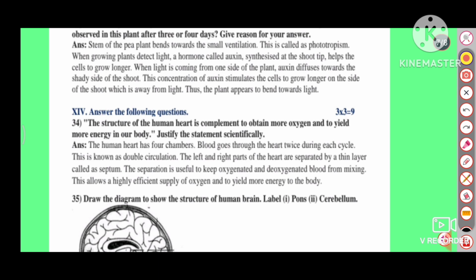The left and right parts of the heart are separated by a thin layer called the septum. The separation is useful to keep oxygenated and deoxygenated blood from mixing. This allows a highly efficient supply of oxygen and to yield more energy to the body.